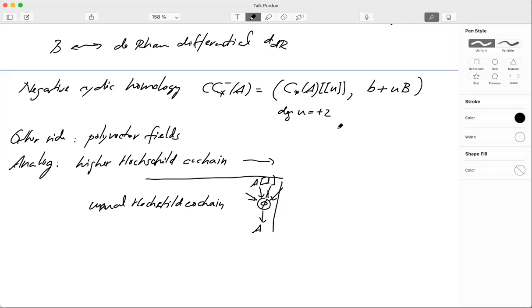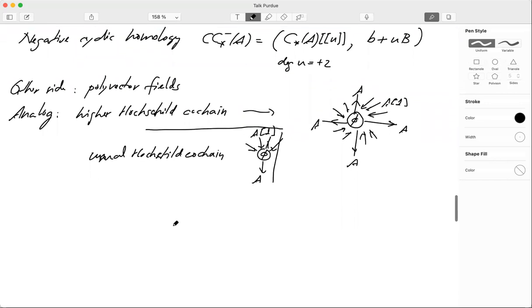And a higher Hochschild cochain is going to be something that, the same way that a single vector field has only one d/dx, while a polyvector field has many d/dx's, our analog is also going to have many outgoing things. So this one should be the analog of, like, a 4-vector field, for example, and it takes in many copies of A shifted by 1 and outputs some number of copies of A. So I look at all these types of vertices, and I'm going to put them all together.